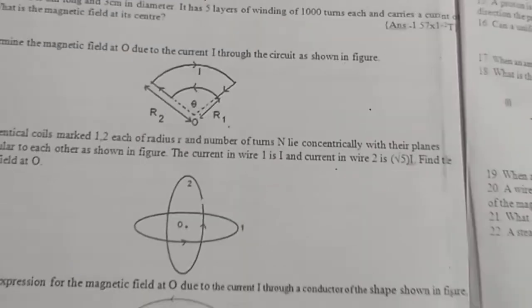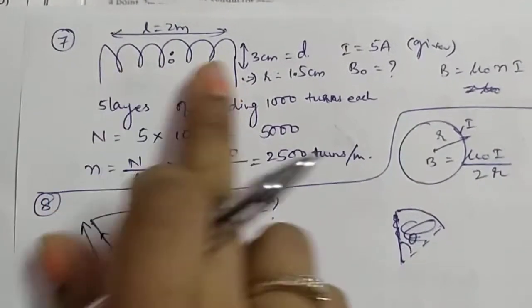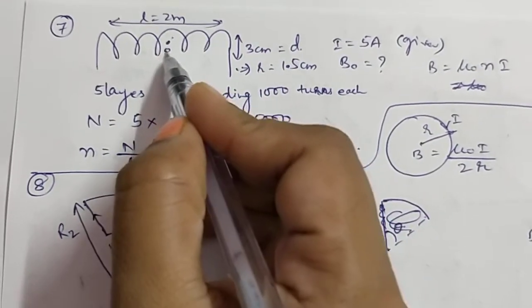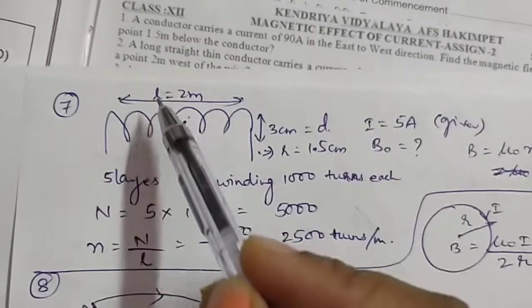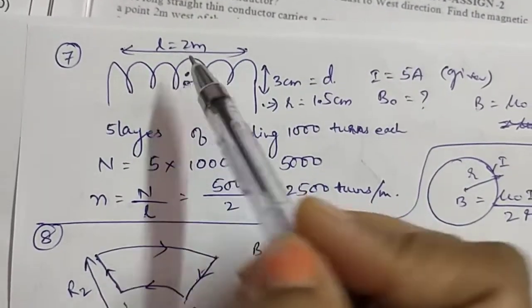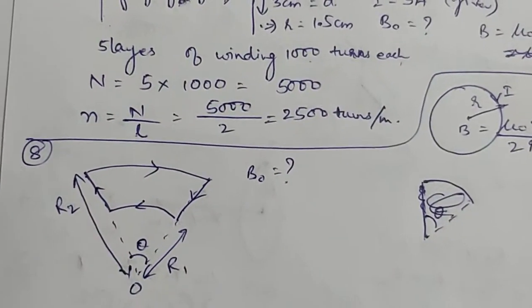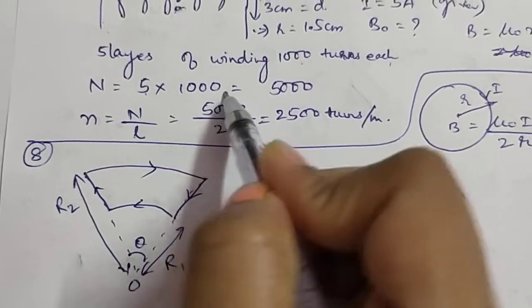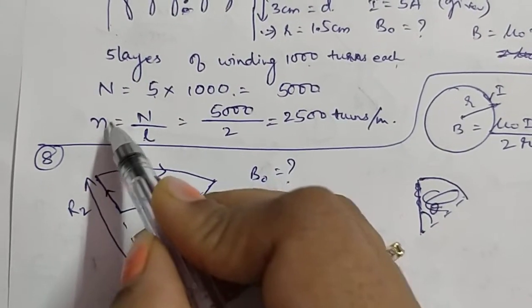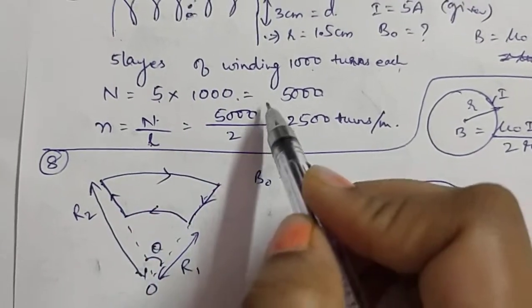So the diagram for it is like this. You have a solenoid, and at the center point O, what is the magnetic field? The length of the solenoid is given as 2 meter. It has 5 layers of winding, 1000 turns each. So capital N, the total number of turns, will be 5 into 1000, 5000. Small n, the number of turns per unit length, will be capital N by L, which is this much.